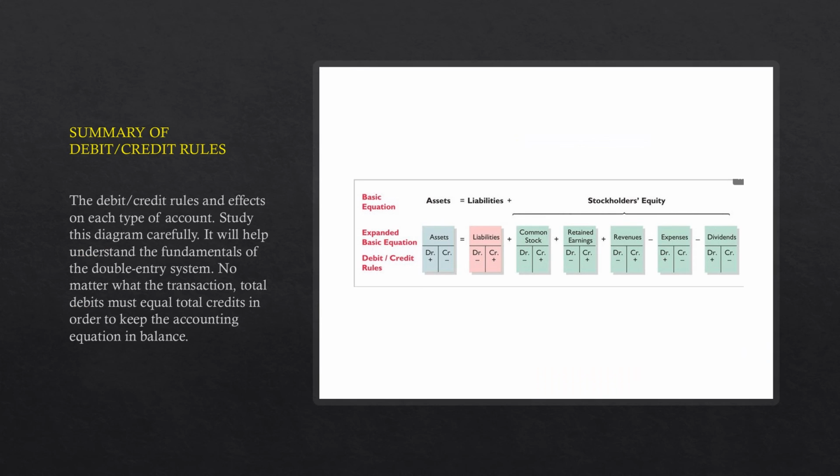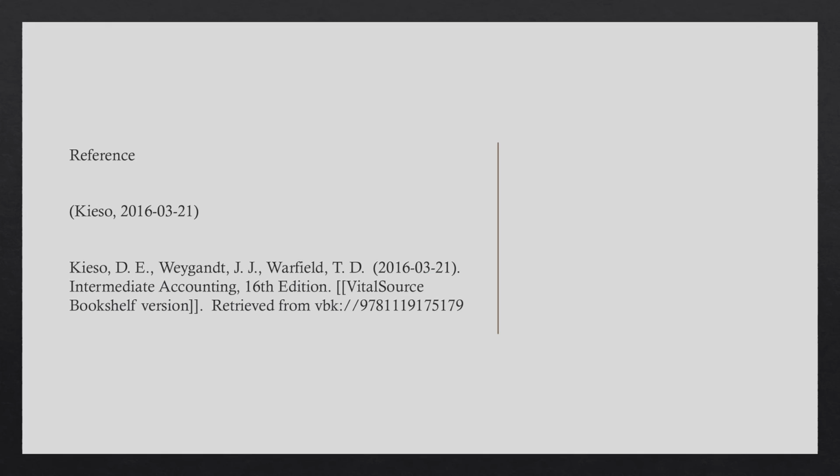Okay, all right, so summaries. Take a look at this. You guys should pause and take a look at this real quick. Summary of debit and credit rules, right? The debit and credit rules and the effect on each type of account. Study the diagram carefully. It will help you understand the fundamentals of the double-entry system. No matter what the transaction, total debits must equal total credits in order to keep the accounting equation in balance. Okay, everybody, thank you.